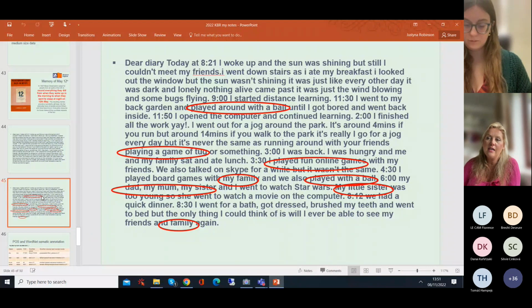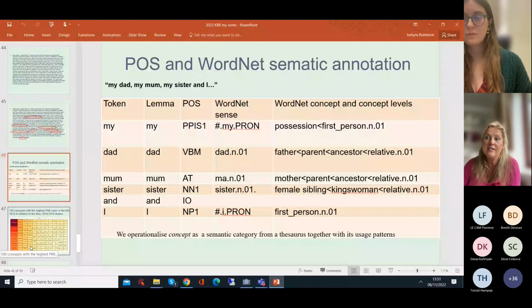So we had an idea to turn again the text like that into a text of related concepts. And here we used WordNet to change a sentence such as my dad, my mom, my sister, and I.